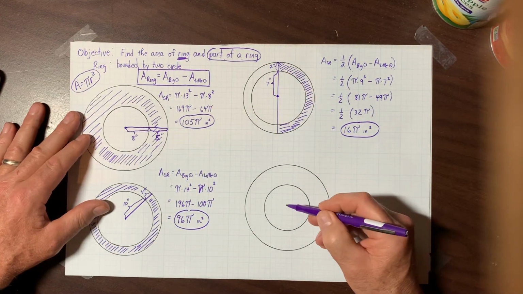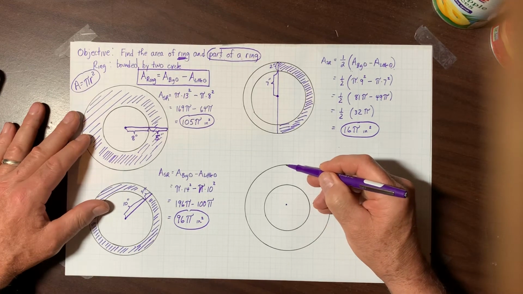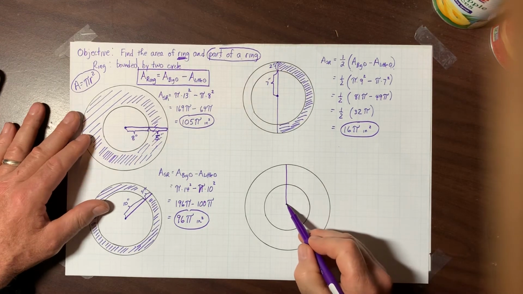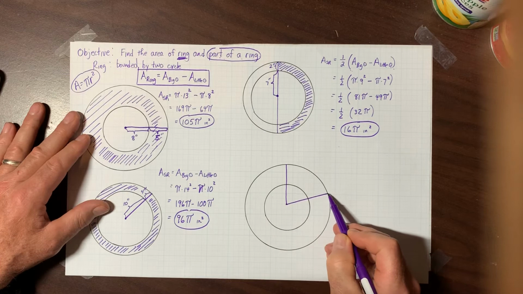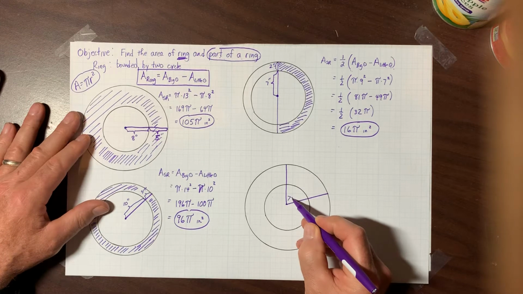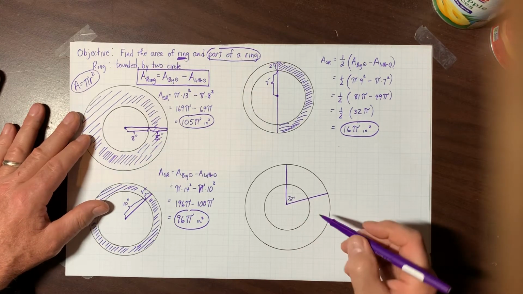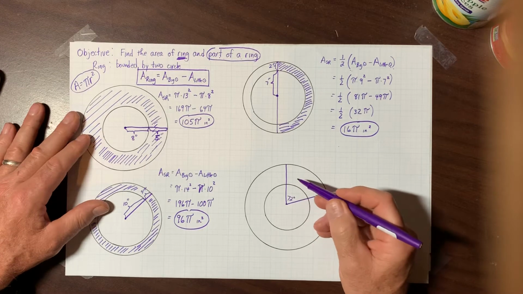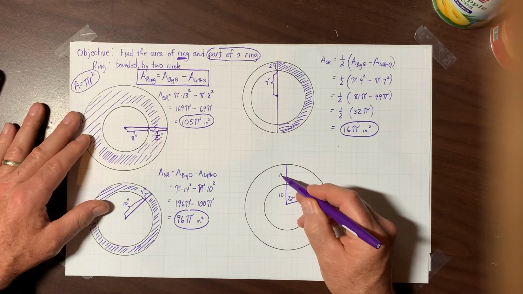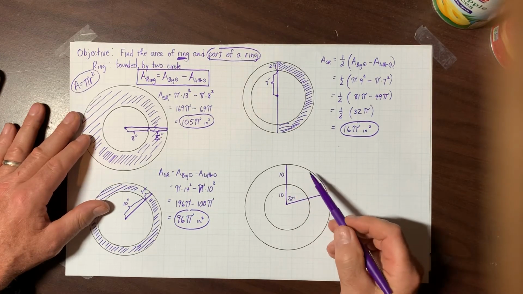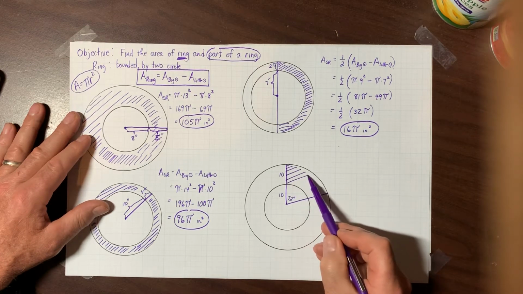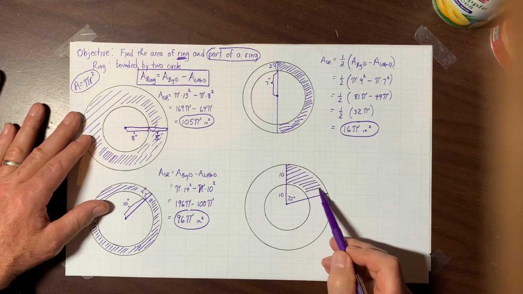Let's look at this problem. I'll make this up as we go here. I'm going to draw in a radius. I'm going to draw in another radius here. And I'm going to say that this central angle that I just created is 72 degrees. Now let's say that this distance from here to here is 10. And this distance from here to here is 10. And I'm going to shade, again, not the entire ring, but just part of the ring. This is the part of the ring I'm going to shade right here.